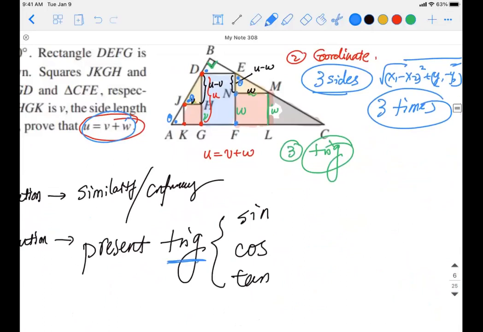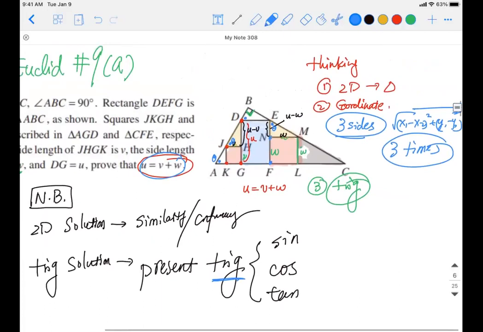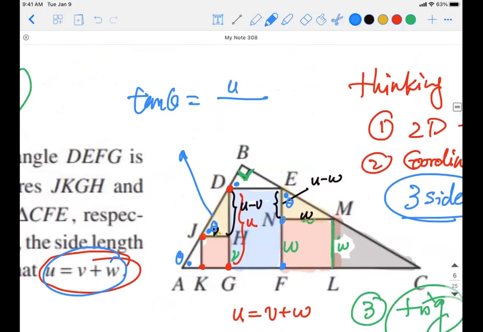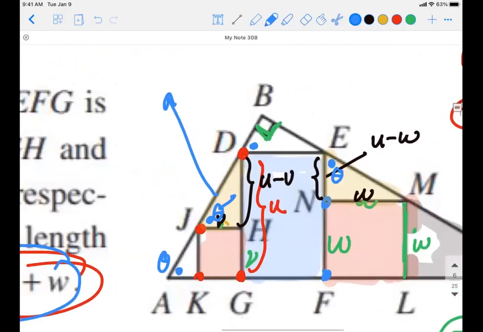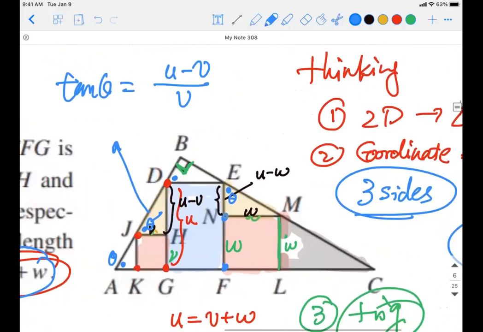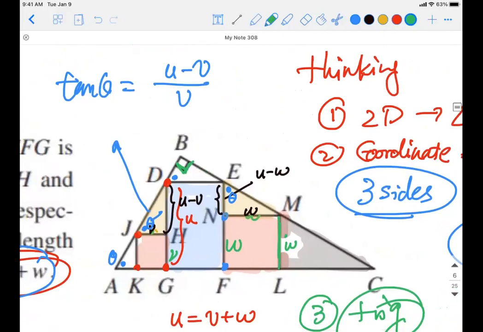Try to represent the trigonometry value on two different triangles, and then set them equal, because they're supposed to be the same. In this triangle, let's say tangent theta will be equal to what? It will be equal to (U minus V) over V. Is that right? Tangent theta is opposite over adjacent. Here, exactly the same thing. Your tangent theta will be equal to W over (U minus W). Is that right?